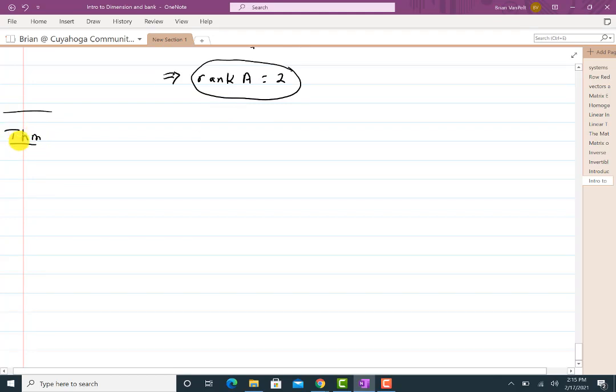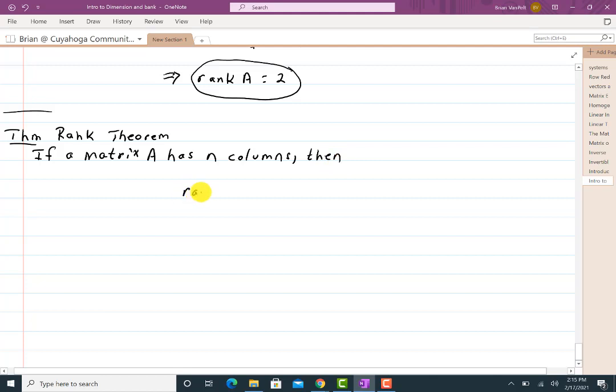Another theorem, this one actually has a name. It's called the rank theorem. If a matrix A has n columns, then rank A plus the dimension of null A equals n. That was something I sort of indicated earlier on. Let's go ahead and do the proof.